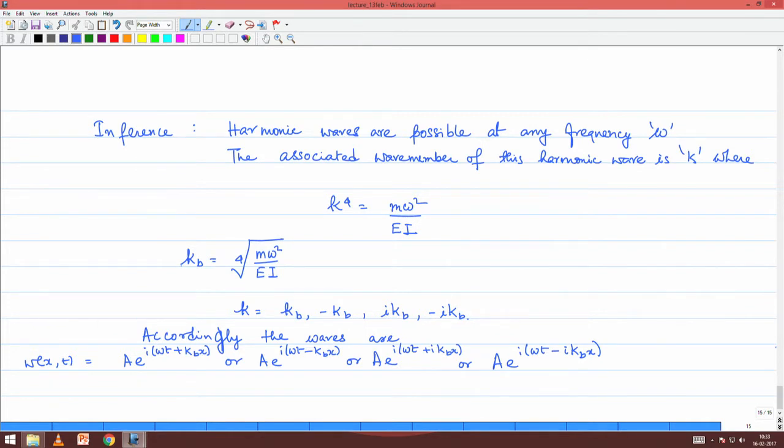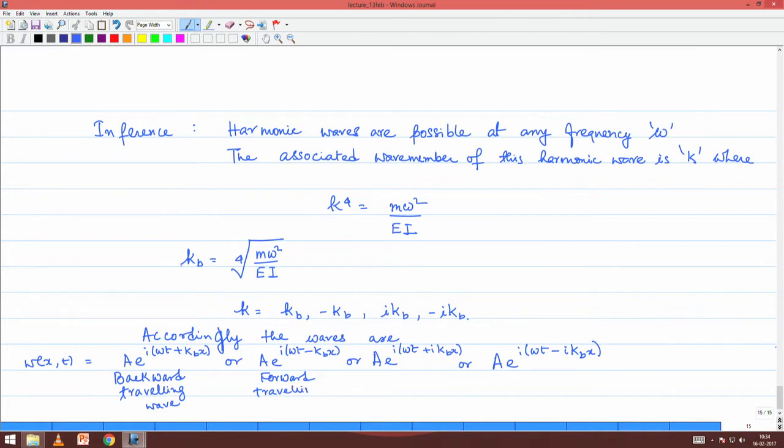Now, let us look at the physical inference associated with each of these solutions. The first 2 are pretty easy. The first one is a backward travelling wave, right, because the phasor has the same sign in time and space. So, this is a backward travelling wave. How about this one? The second solution that I have written down is a forward travelling wave, that is also no big deal.